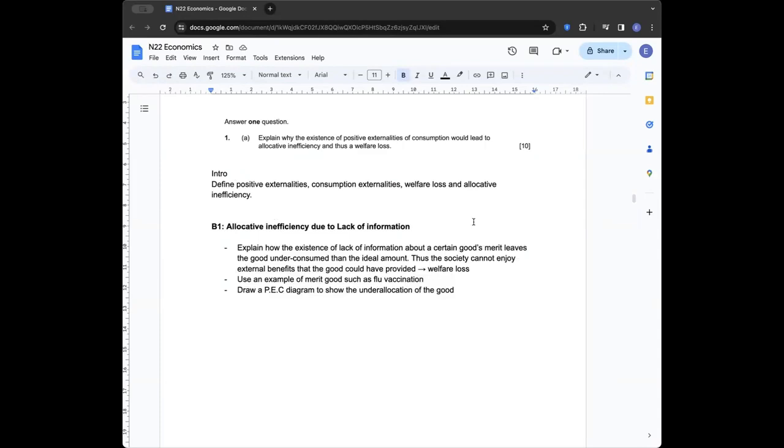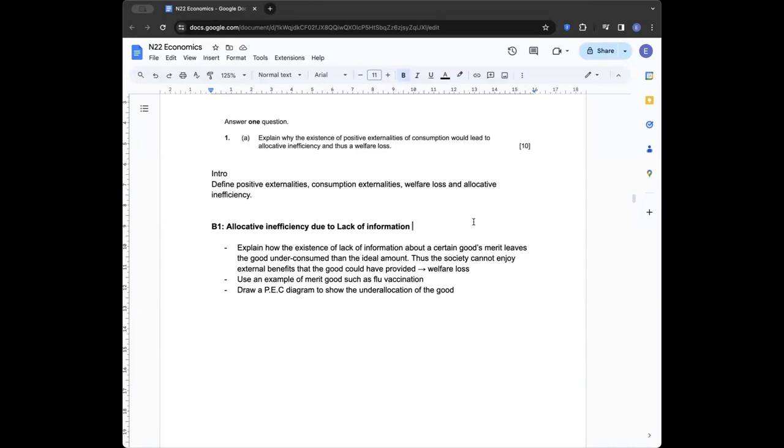The first reason why allocative inefficiency occurs is due to lack of information. The existence of lack of information about a certain good's merit can leave the good being underconsumed, so the society cannot enjoy external benefits that the good could have provided. So it's going to create welfare loss.